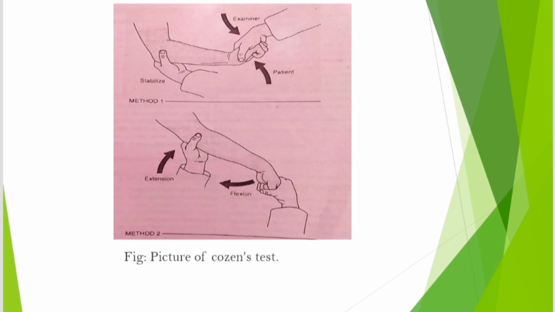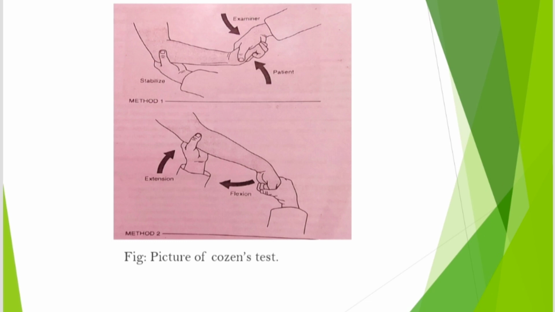Here is the picture of Cousins test. So in method 1, as you can see in the picture, one of the examiner's hands is supporting the patient's elbow and the thumb of this hand rests on the lateral epicondyle. The examiner's other hand grasps the dorsal aspect of the patient's hand. The patient is asked to actively make a fist, pronate the forearm, and radially deviate and extend the wrist while the examiner resists the motion.